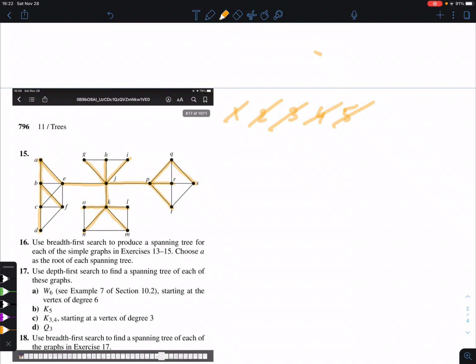Okay, so we see that we are at level 5 now, right? This is what I said, right? So this is 1, 2, 3, 4, 5, yeah. So S is the only one at level 5. And this gives me a spanning tree.